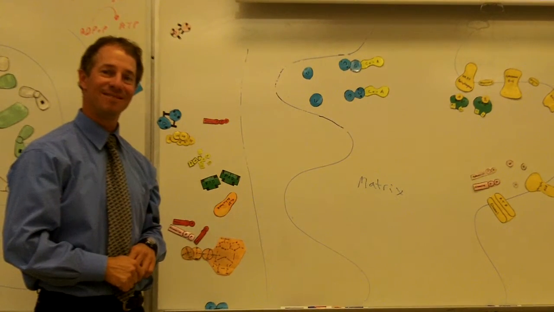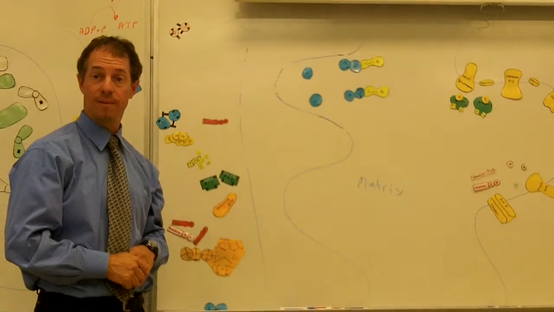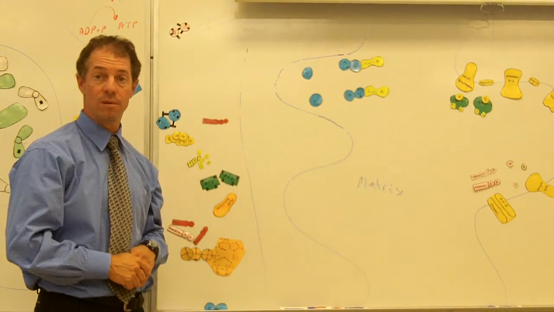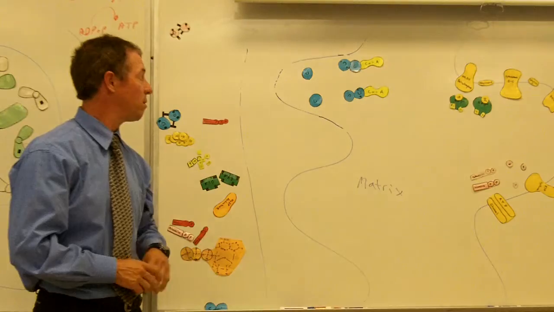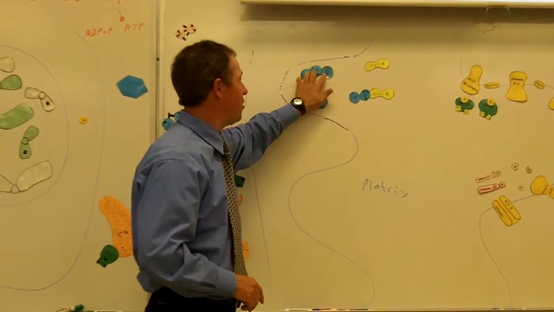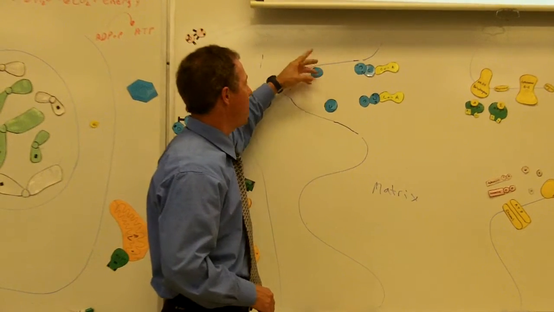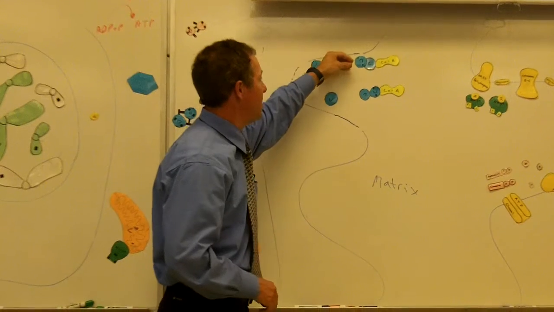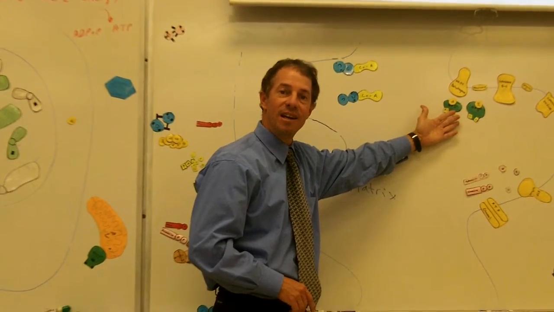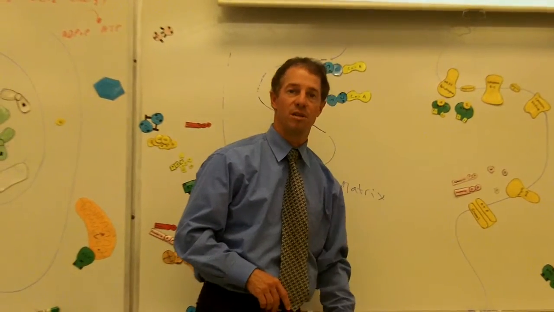So wait, you just described the citric acid. No, I just described the preparatory reaction. Okay, well, I think I missed the end of the prep reaction then. Here's the prep reaction. Pyruvate attaches to CoA. This carbon comes off and goes away as carbon dioxide, and some protons and electrons come off and get picked up by NAD. And NAD carries the protons and electrons to the electron transport chain.